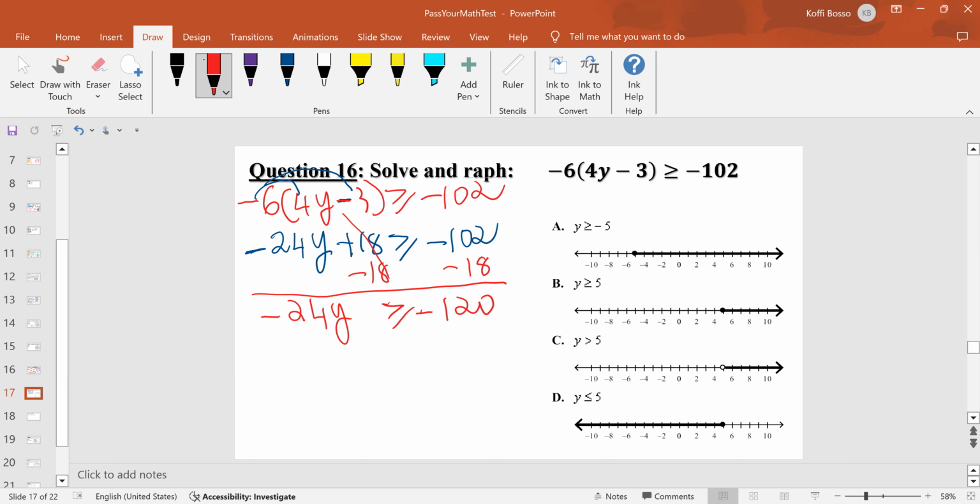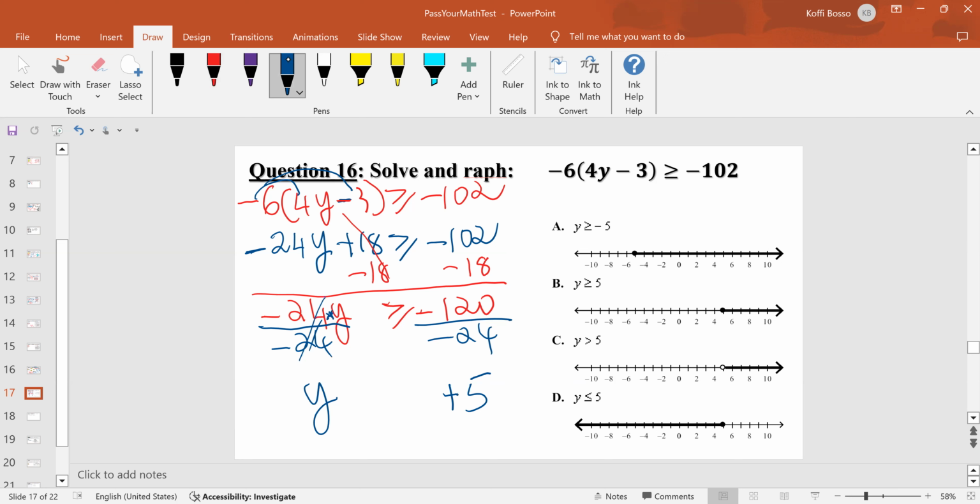We continue. Now, to get to y alone, we need to divide. Why are we going to divide? Because there is a multiplication between negative 24 and the y. So to get rid of the negative 24, we're going to divide both sides by negative 24. Now we have y alone. And if you do negative 120 divided by negative 24, we're going to get positive 5. Positive 5 is very important.